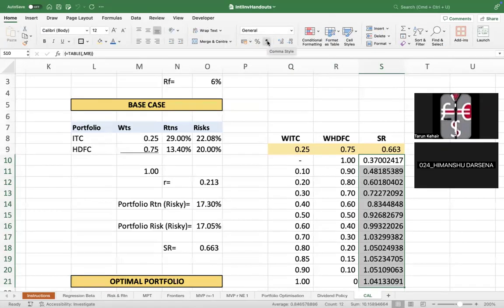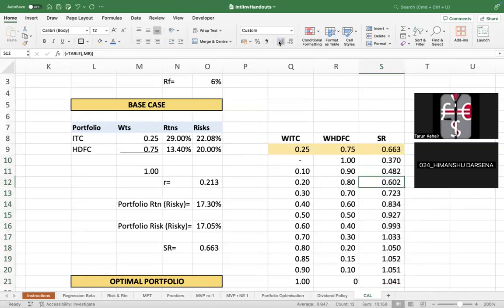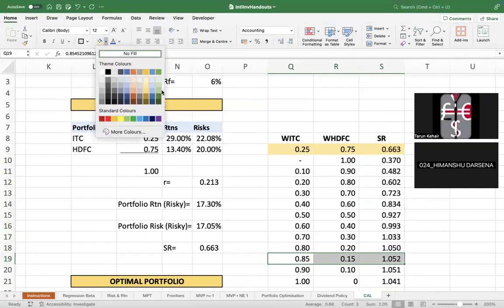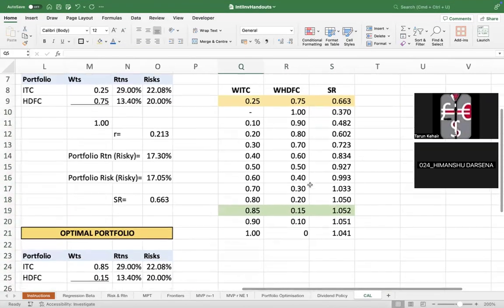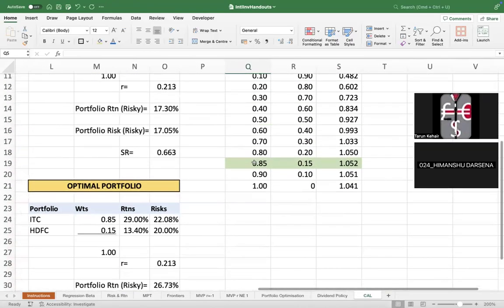And now we have to compare ये कहाँ पे maximum है. You will see that it is actually maximum here. Same thing, 1.052, 85% in ITC and 15% in HDFC. And that's where your Sharpe's ratio is maximum. है ना?